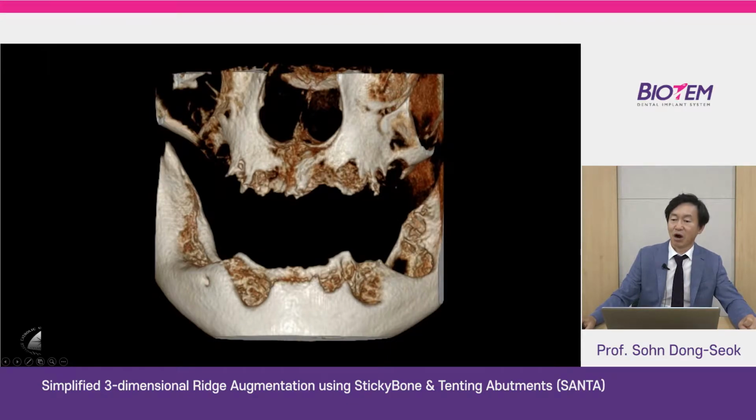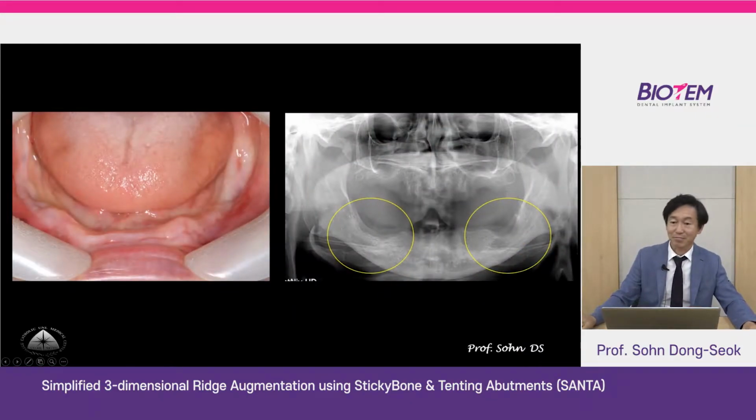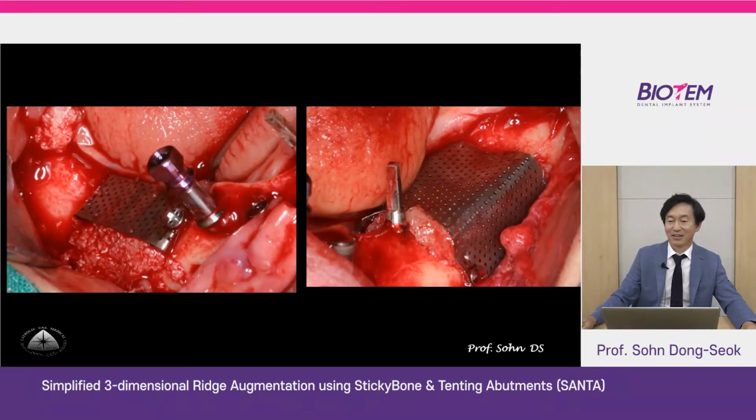This is a preoperative cone beam CT showing a huge 3-dimensional defect on both the posterior mandible and maxilla. This is a preoperative view after soft tissue healing. The implants were placed anteriorly between the mental foramen, and 2 or 3 mini implants were placed at the same time to deliver fixed immediate restoration after surgery. And titanium mesh was used to get good space maintenance after bone grafting.